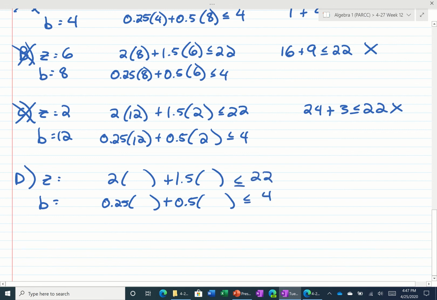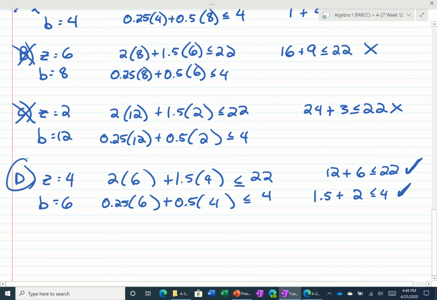So let's see, for the last choice we have 4 and 6. All right, so we're going to put 6 here, 4 and 6. So we get 12 plus 6 is less than or equal to 22. That works. And the last one, 6 times 0.25 is 1.5 plus 2 is 3.5, which is less than 4. So it looks like answer choice D would be our answer.